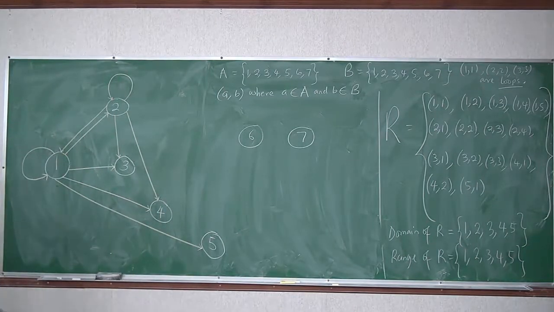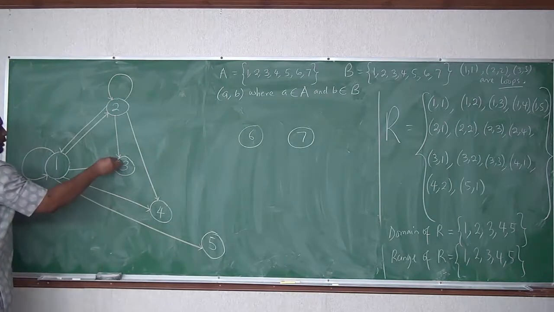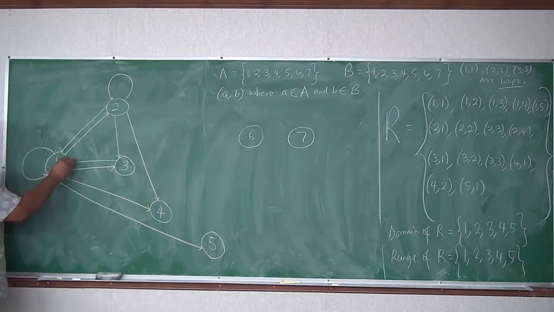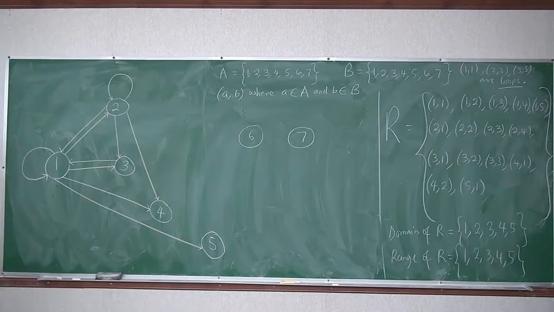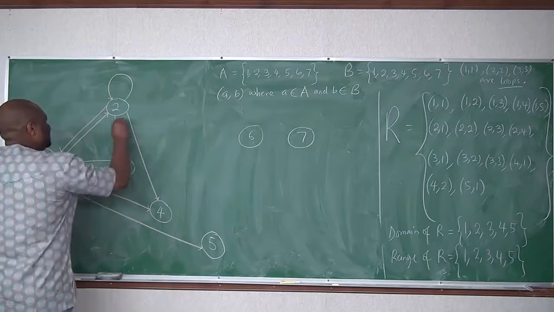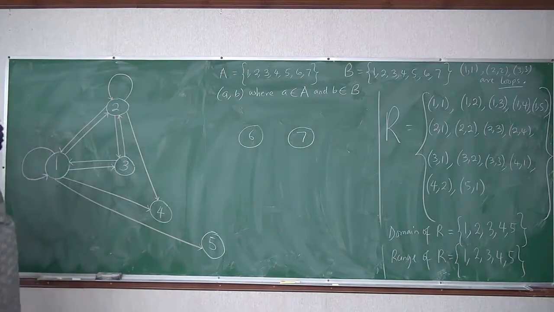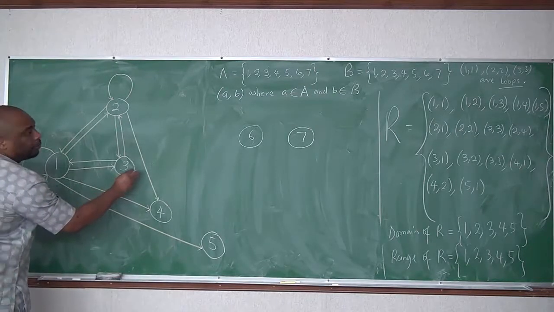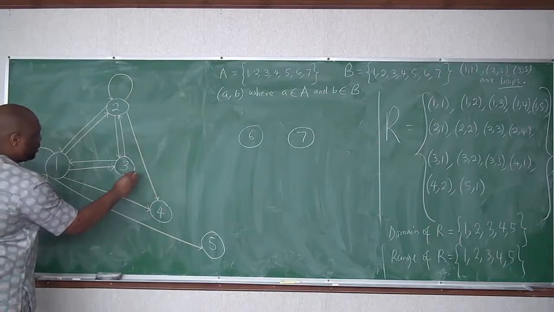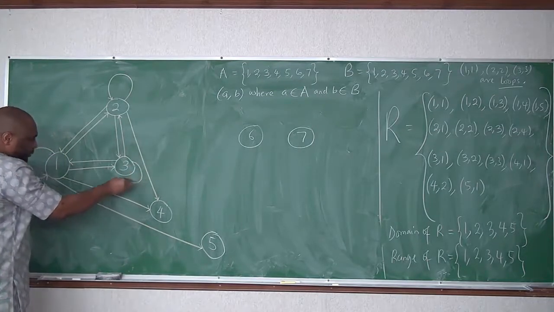3, 1. Starts from 3, ends at 1. 3, 2. Starts from 3, ends at 2. Okay? 3, 3. There's a loop here. A loop. I'll put a loop here.